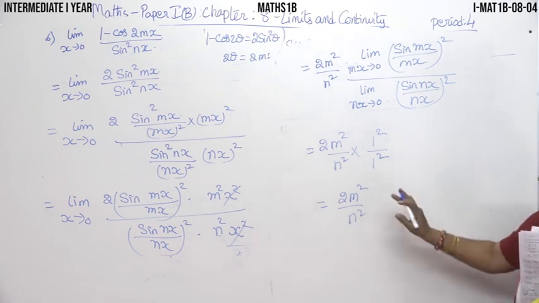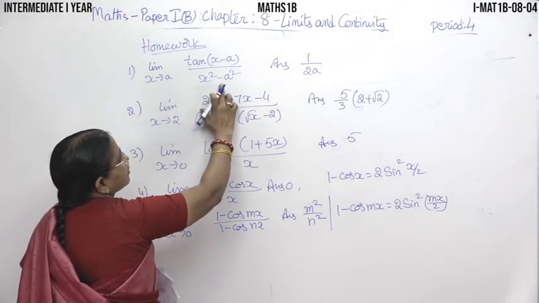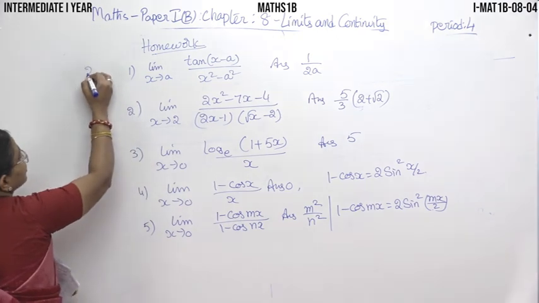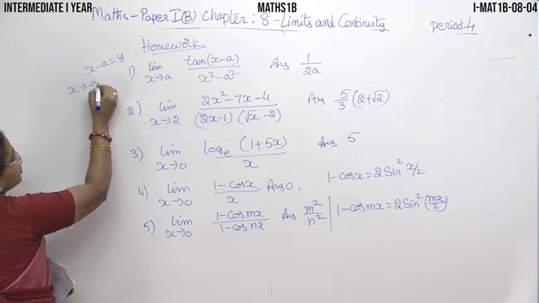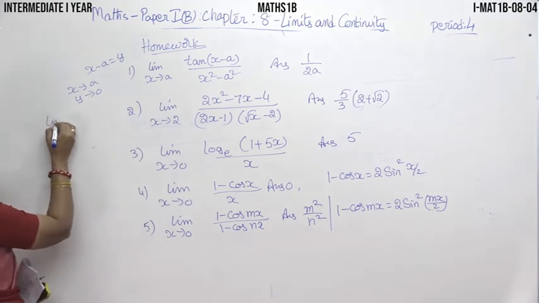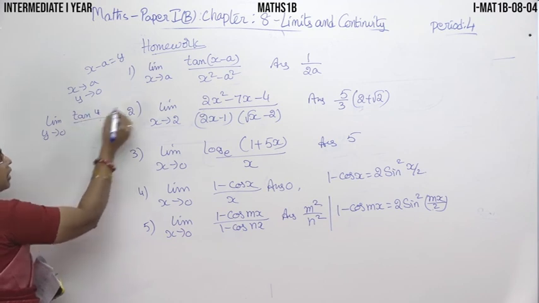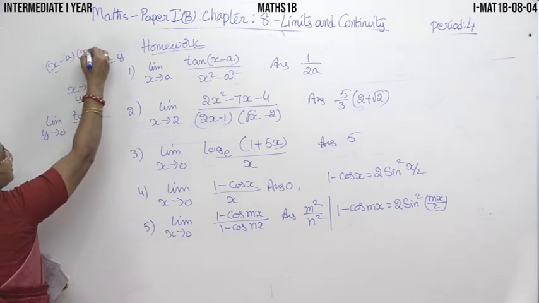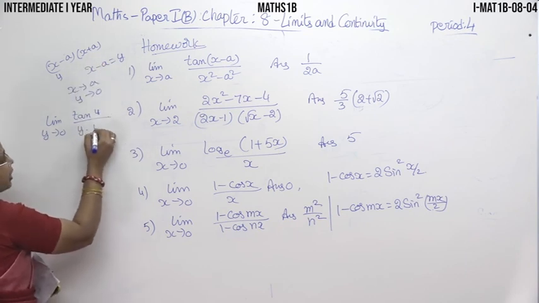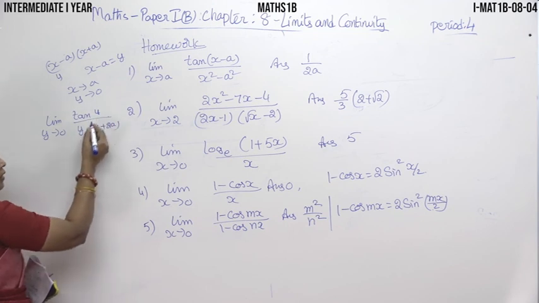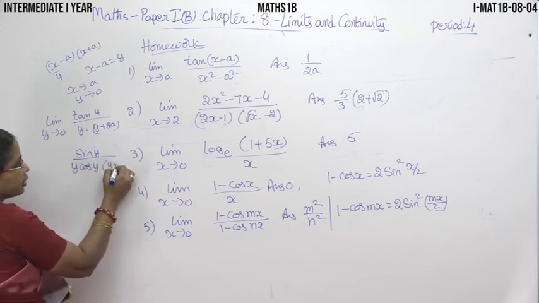Now you can take down the homework. You can solve these 5 problems. So here it is limit x tending to a of tan x minus a by x square minus a square. Like we solved some problems, we'll put x minus a as equal to y. So as x tends to a, y tends to 0. So this becomes limit of y tending to 0 of tan y by x minus a into x plus a. x minus a is y and x plus a is y plus 2a. So it becomes y into y plus 2a. And then you write tan y as sin y by cos y, and then y plus 2a like this.